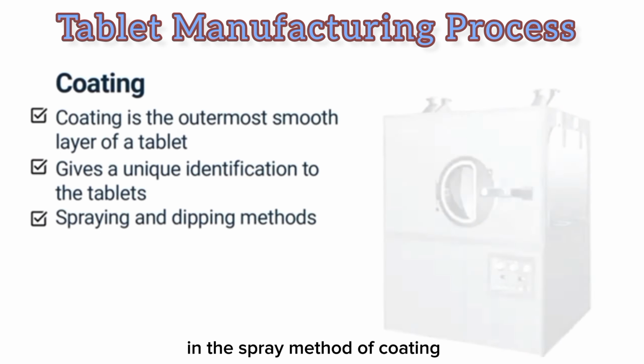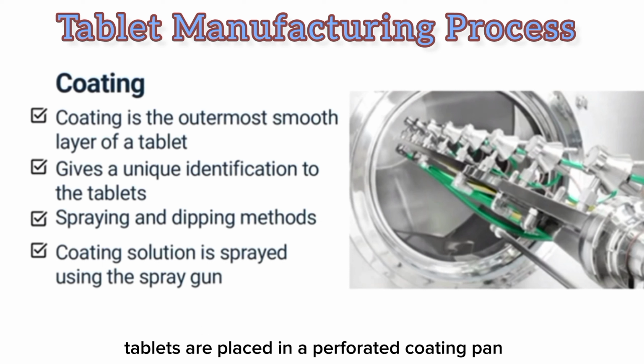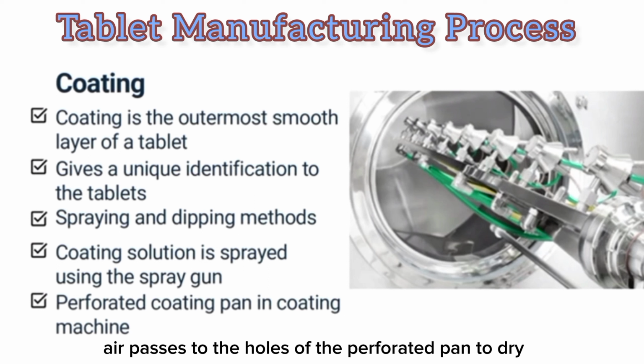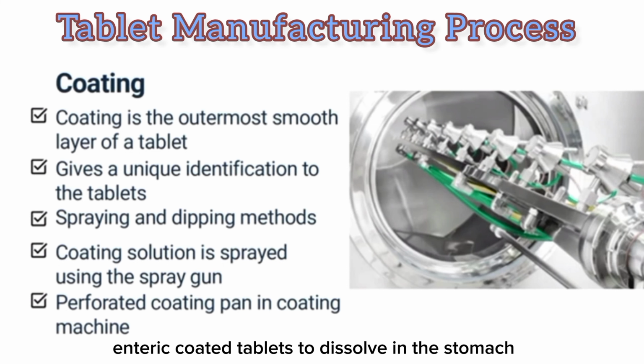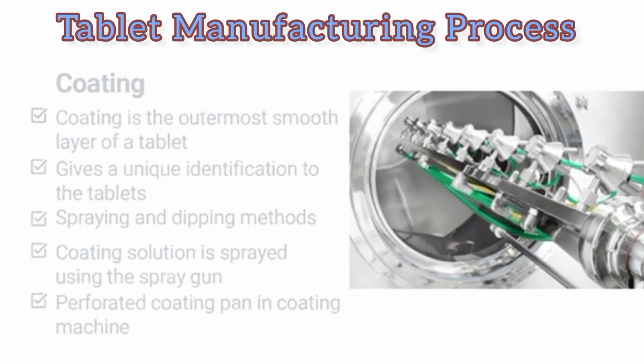In the spray method of coating, the coating solution is sprayed using a spray gun. Tablets are placed in a perforated coating pan, and the coating solution is sprayed slowly. Air passes through the holes of the perforated pan to dry the tablets during the coating process. The coating of the tablets depends upon the type of coating solution used. The coating makes it possible to prevent enteric-coated tablets from dissolving in the stomach, where conditions are acidic.